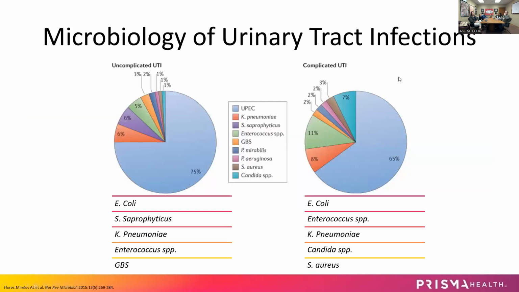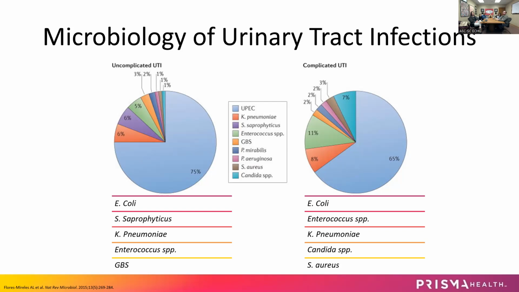Perfect. Just to briefly touch on the microbiology of urinary tract infections. These are charts of complicated and uncomplicated urinary tract infections. You can see the number one player, regardless, is going to be E. coli, accounting for roughly 3/4 of our urinary tract infections on the inpatient side.